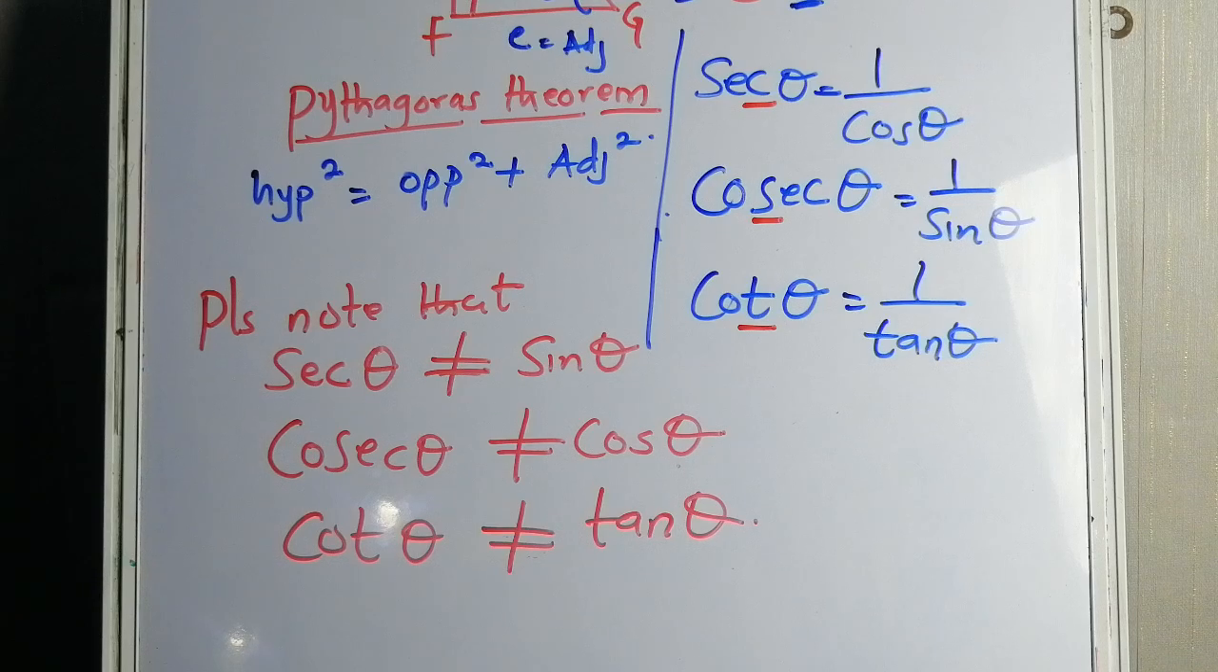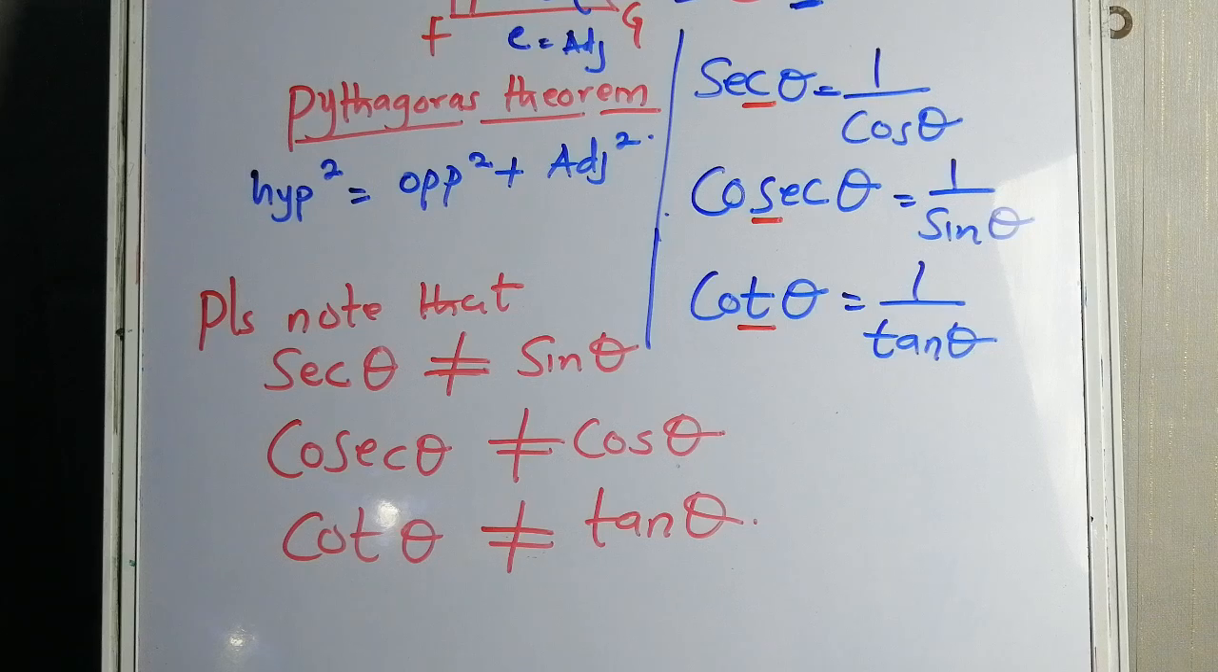So now for cosec, 1 over sin theta, third alphabet. For cot theta, third alphabet is T, is 1 over what? Tan theta. And we already know SOH CAH TOA from part 1 of trigonometry. And don't forget Pythagoras theorem. Hypotenuse square equals opposite square plus what? Adjacent square. Very, very important.